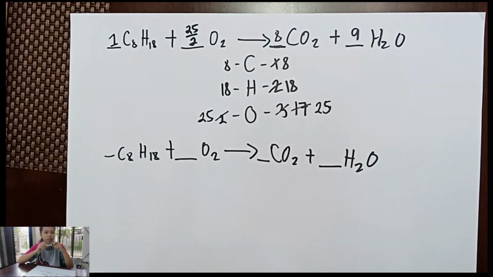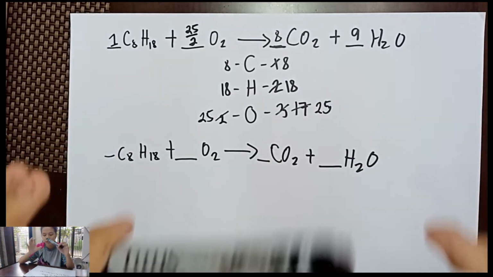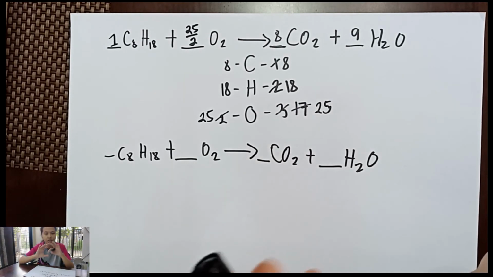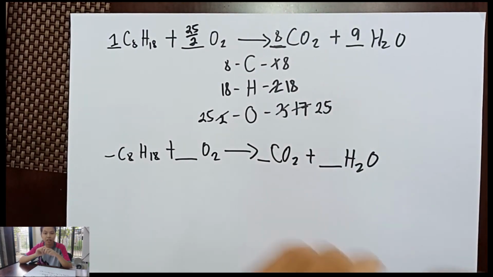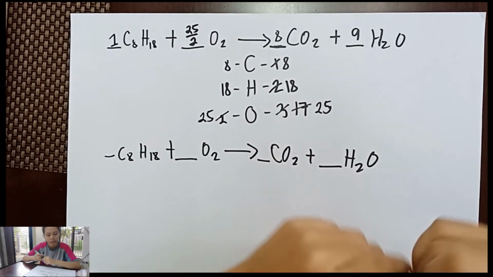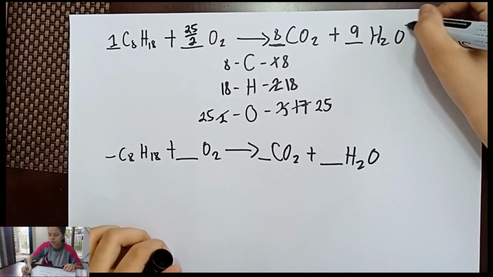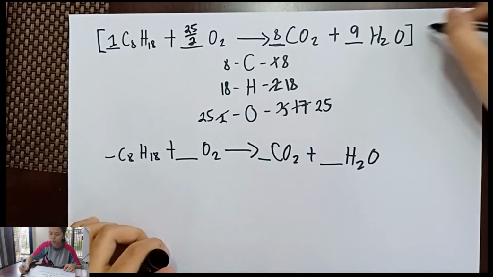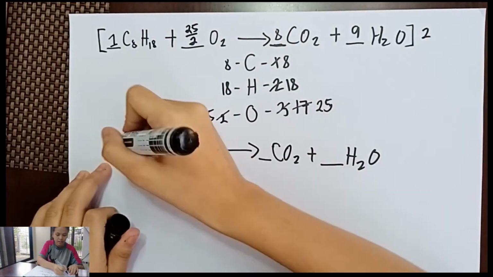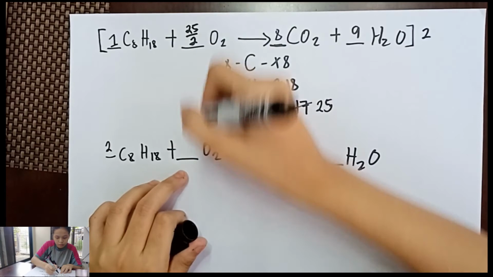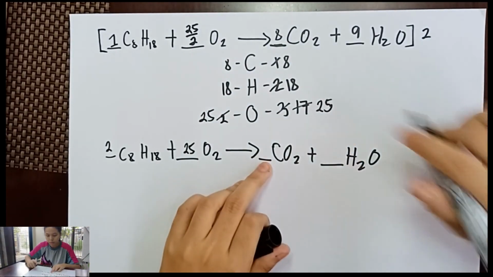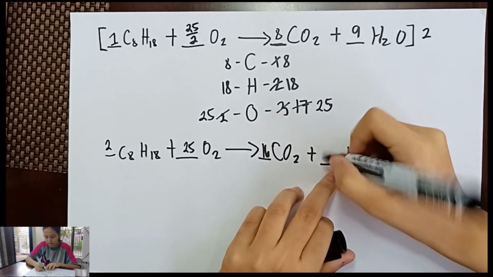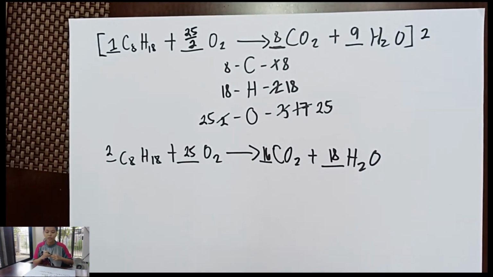Now, third step, adjusting the coefficients. So here again, we have fractions. To make things easier and more convenient, we need to remove the denominator to make it a whole number. So here we have 25 over 2, the denominator is 2, so we're going to multiply the whole equation by 2. And now that will give us 2 octane, 25 oxygen, 16 carbon dioxide, and 18 water.